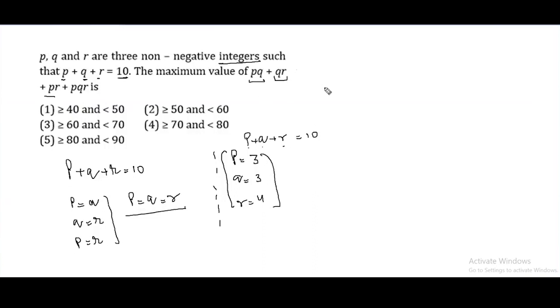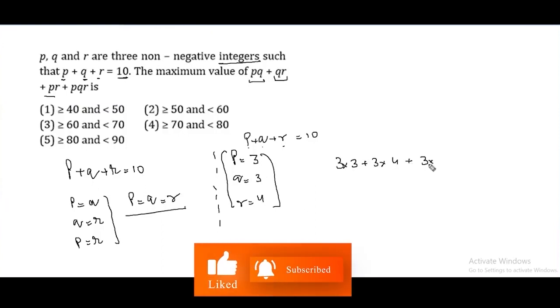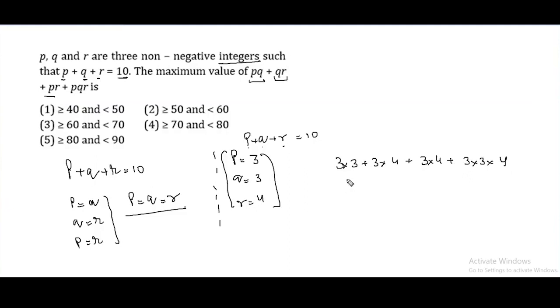So what is the maximum value? The maximum value of this product will be 3 into 3 plus 3 into 4 plus 3 into 4, plus 3 into 3 into 4. So the answer is 9 plus 12 plus 12 plus 36. 69 is the maximum value and the range is in between 60 to 70. So the correct answer is option 3.